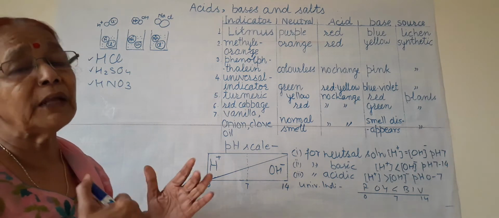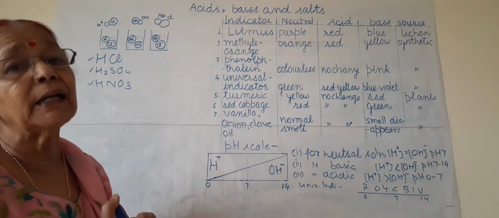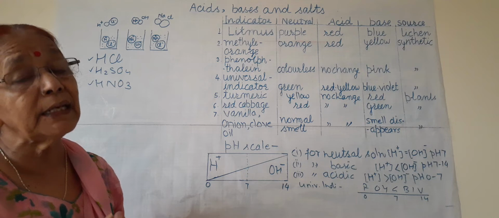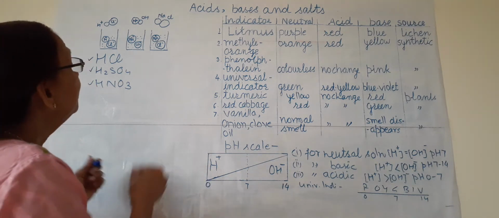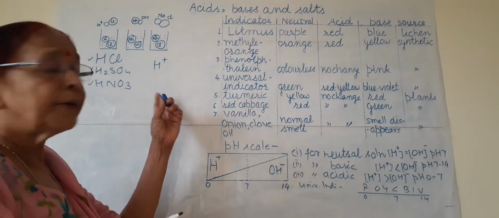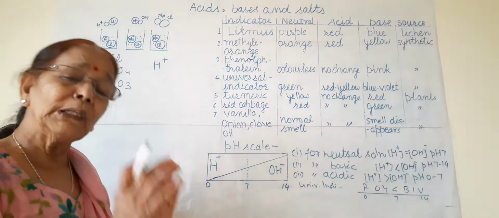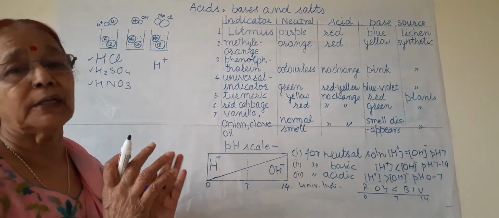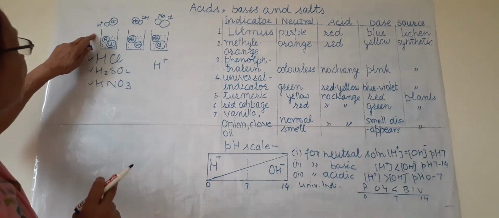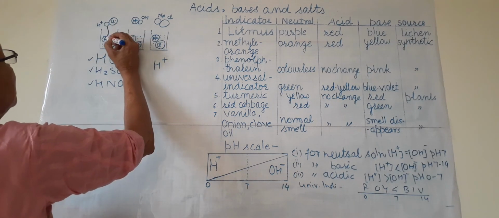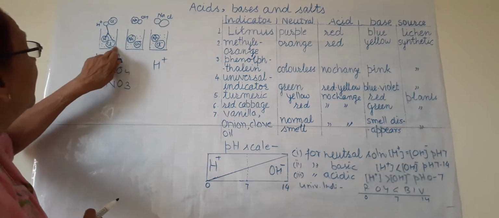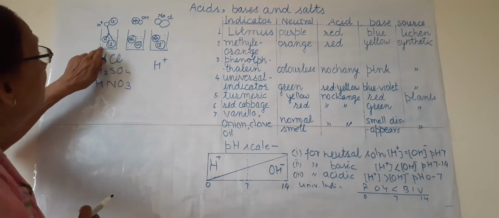Now how can we define acid? Acids are the compounds which dissociate or ionize in aqueous solution and give hydrogen ion in the solution. This hydrogen ion is given by all the acids in aqueous solution. This is the correct definition of acids. Here you can see the ionization of HCl, hydrochloric acid: this is H cation and this is chloride anion in water.